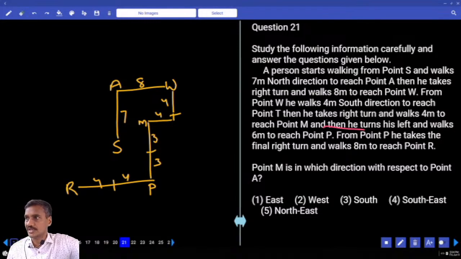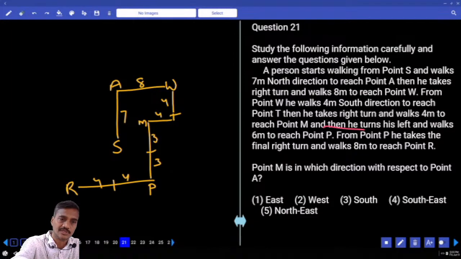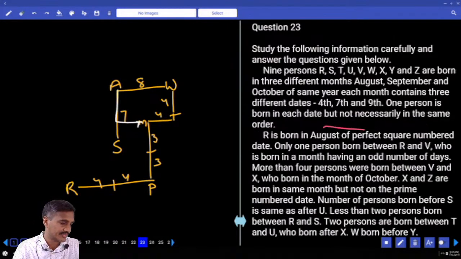M is in which direction with respect to A? From A, in order to reach M, this is south and east to south. So it is southeast, the choice for question number 21.